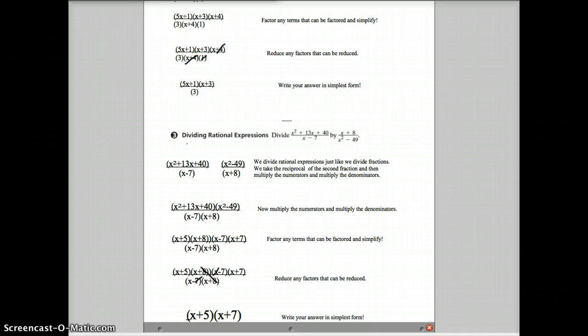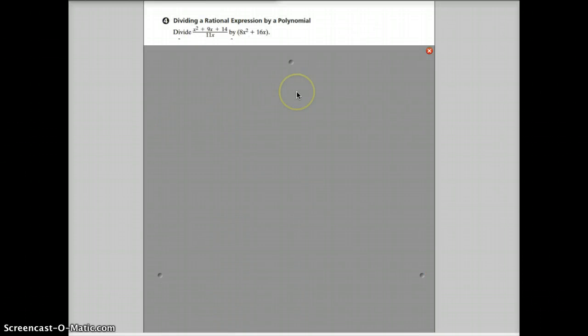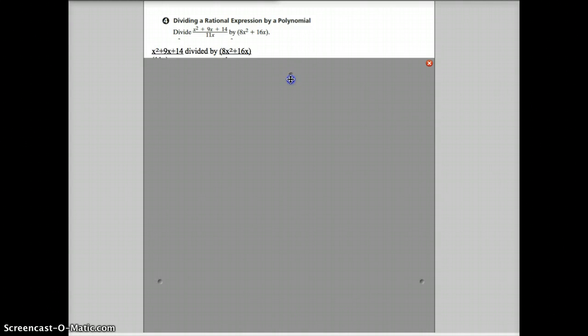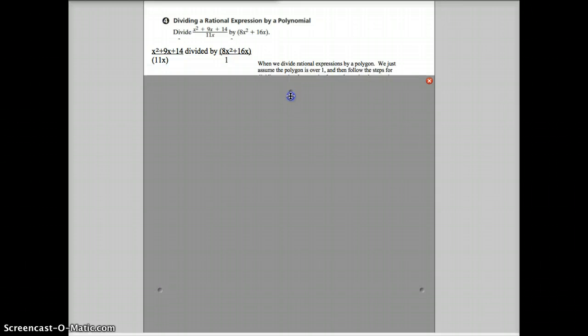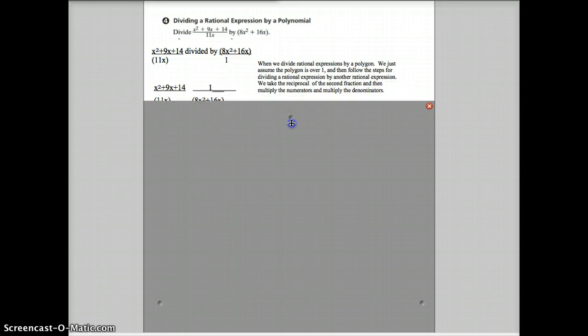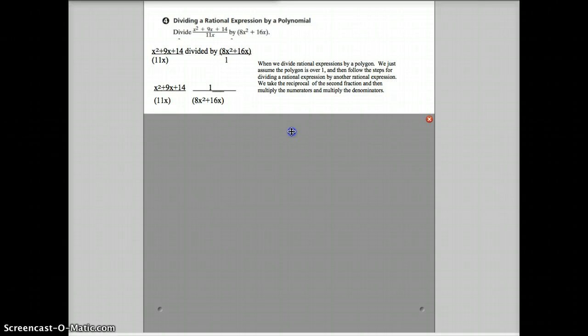All right, let's try one more example, and in this case, we are dividing again. We're going to divide this rational expression by a polynomial. So remember, when we divide fractions, we flip the second and we multiply. So again, we're going to imagine this 8x squared plus 16x is over 1. We are going to then flip it over, and so now we have the x squared plus 9x plus 14 over 11x times 1 over 8x squared plus 16x.